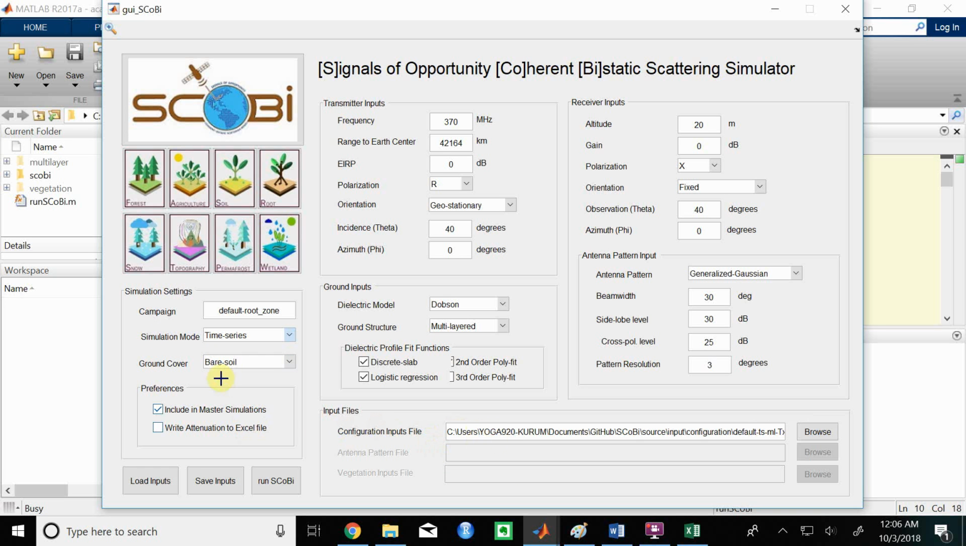Okay, so overall, we've gone over how to set up a snapshot simulation mode and how it affects your configuration inputs file. We've shown how changing ground cover will affect your vegetation inputs file. We've shown how the orientation affects your configuration inputs file, and how the ground structure also affects your configuration inputs file, and how checking the antenna pattern will possibly set up your antenna pattern file. So with all that in mind, you should be good to play around with these different configurations and hopefully have fun with all that.